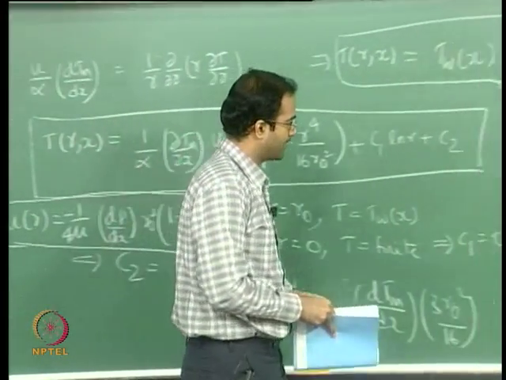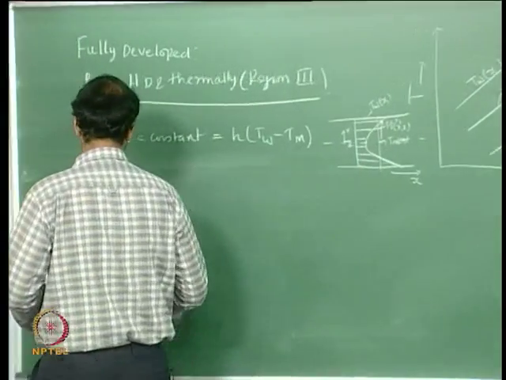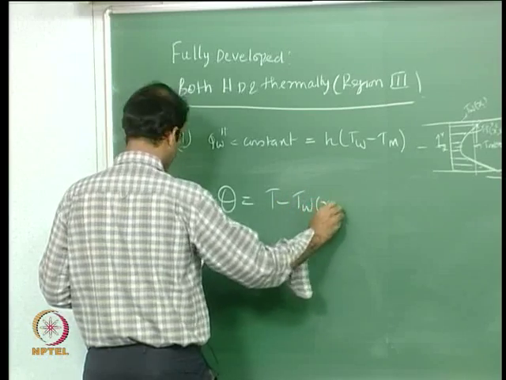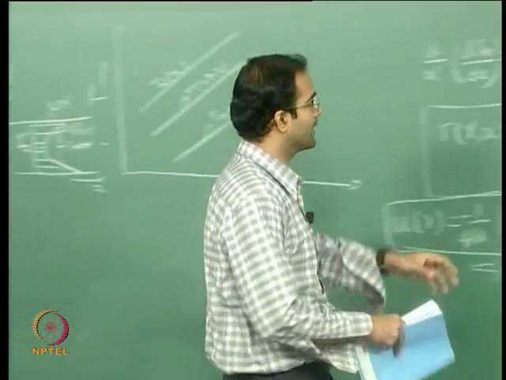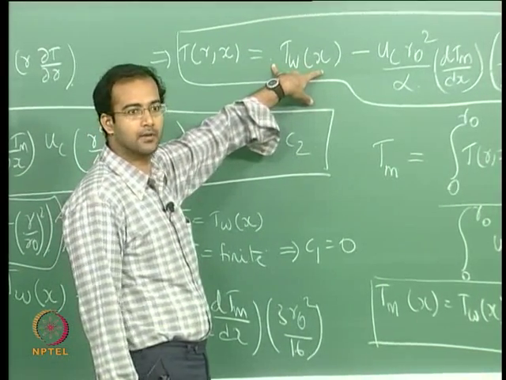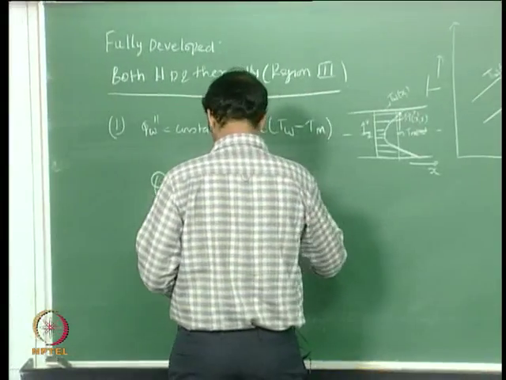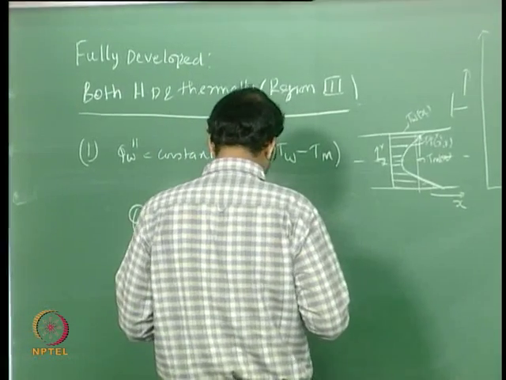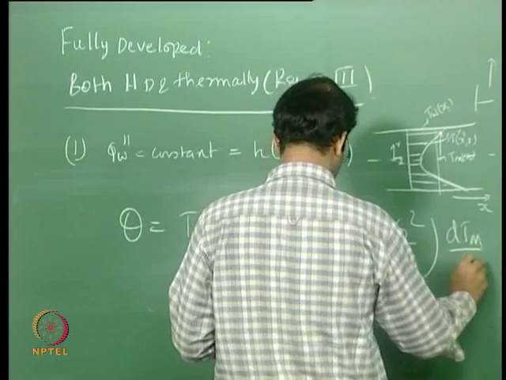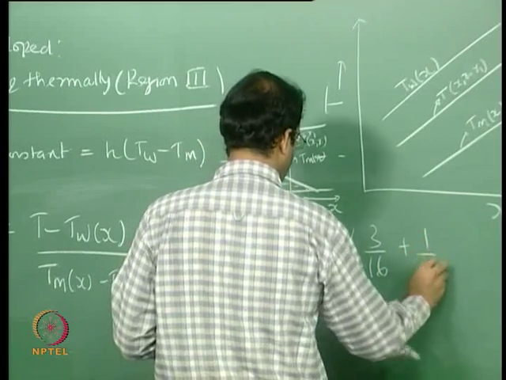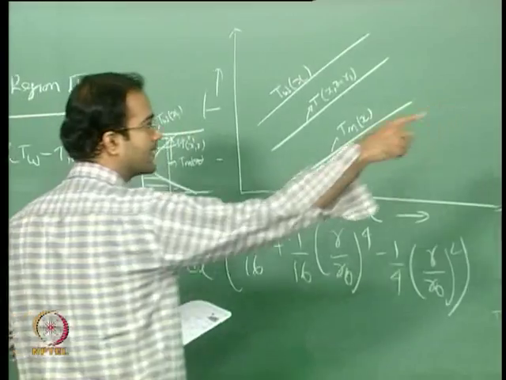Once you have got your Tm, now we can calculate the non-dimensional temperature. So your non-dimensional temperature is defined as T minus T wall of x by Tm of x minus T wall of x. Now you have an expression for T minus T wall from the temperature profile, and also an expression for Tm minus T wall here. If you just substitute those expressions, T minus T wall will be uc r naught square by alpha into dTm by dx into 3 by 16 plus 1 by 16 r by r naught to the power 4 minus 1 by 4 r by r naught square. So that is basically T minus Tw.